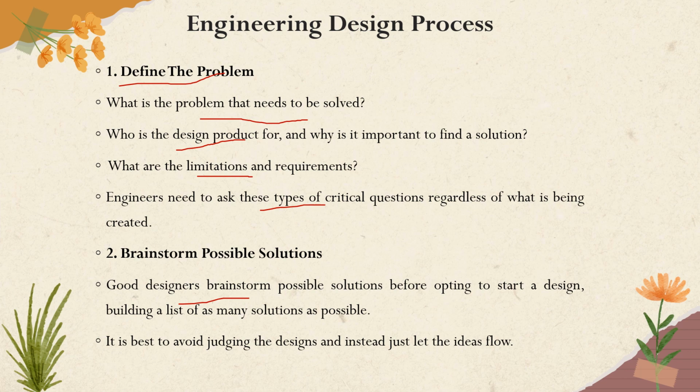This is the problem, this is the underlying condition, these are the people who are going to use it. So how do we solve it? So they will start a design, building a list of as many solutions as possible. So it is better to avoid judging the decision and let the ideas flow. So when we are sitting in a brainstorming session, we should not always think that whatever idea I am giving is the best one, whatever others are saying is not feasible. No, there should not be any kind of restriction put on the ideas.